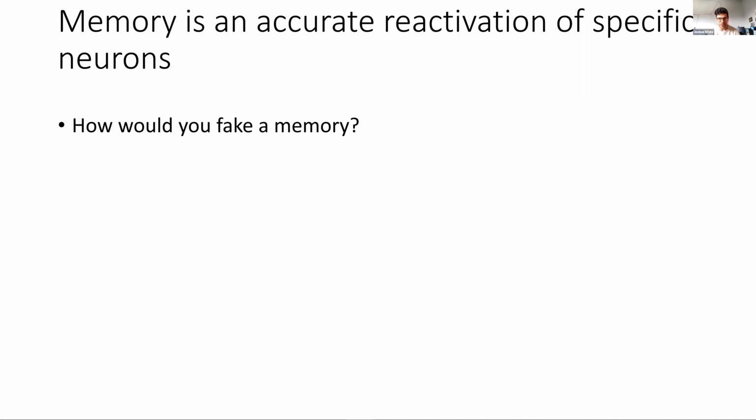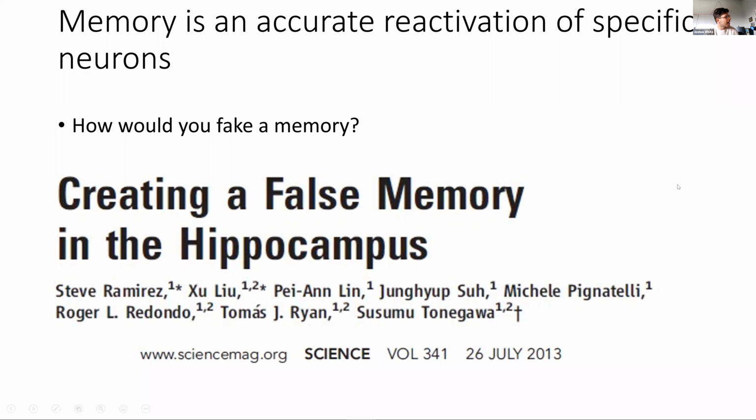So we don't need to get into the technical ways that you would do that, but that's essentially what you would do: you would activate a network that is producing a memory that the animal didn't actually have. This is a now fairly classic study from Tonegawa. I recommend checking out this paper. It's in Science. It's quite short. It's very dense.